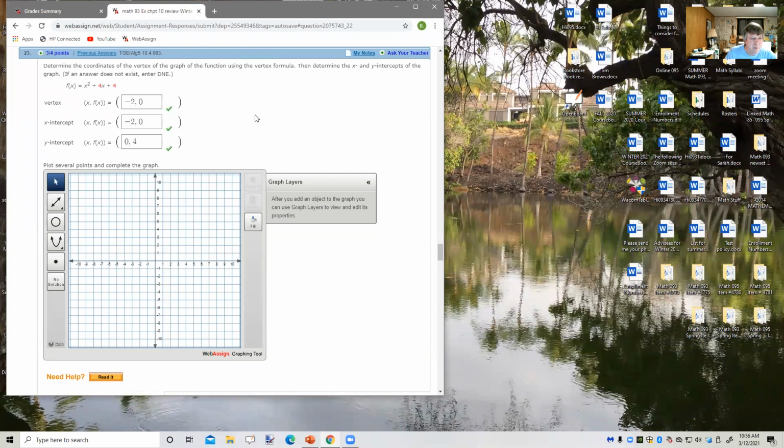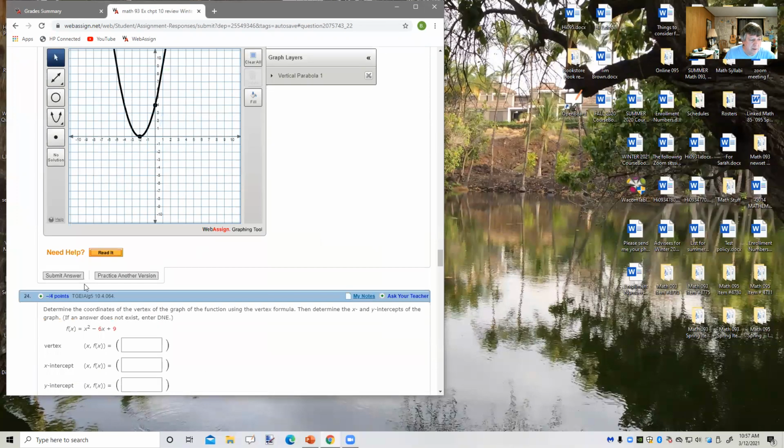All right, now we want to graph this thing. Well, we know the vertex and a couple other points. That's more than we need. So we'll graph the vertex at negative 2, 0. And oh, the x-intercept is also negative 2, 0. It wouldn't do any good to graph the same point twice. So let's use the y-intercept, 0, 4. And let's come over here and make sure we've got the points that we asked for. Okay. And let's see what happens there.